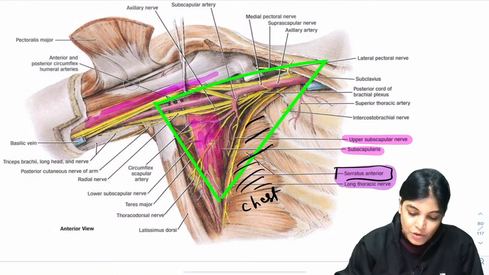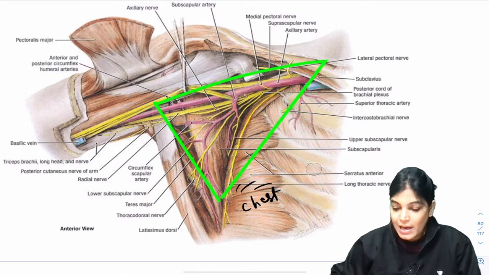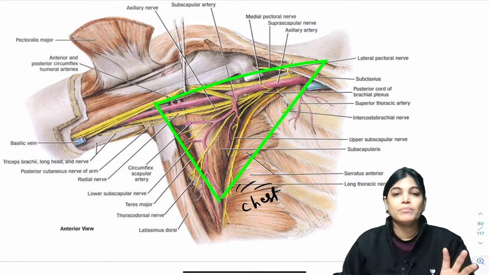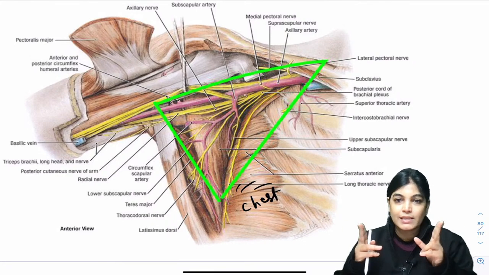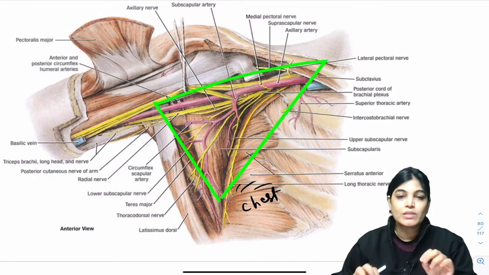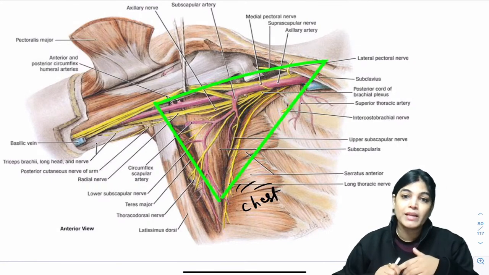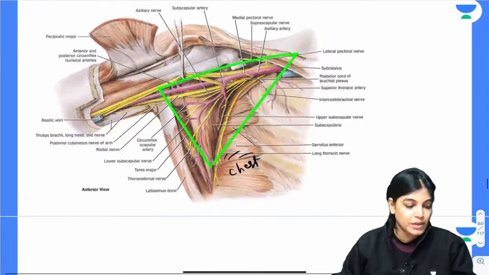This is the view, and many students who are seeing this image for the first time may be confused by it. Just locate that this is the area of the armpit. The yellow colors are the nerves, that is the brachial plexus, the red color is the artery, and the blue structure which has been dissected out is the vein, the axillary vein. So don't worry if you don't understand the boundaries here. Firstly, let me explain the boundaries in a schematic diagram, and then I will come to a cadaveric image. I think it will be difficult for the first year aspirant.